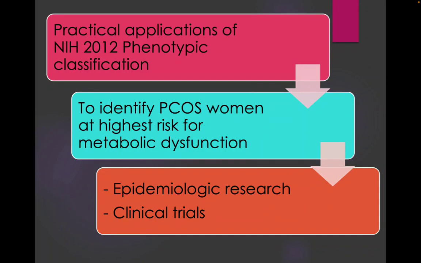These are also the patients who later on suffer from diabetes, hypertension, all the cardiovascular risk, and obesity. So these patients have the highest risk of metabolic dysfunction. By differentiating the patients into different phenotypes, the NIH has made it easy for clinicians to identify the women who are at the highest risk. So thank you. I hope the different PCOS phenotypes and how the definition of PCOS evolved are clear. Thank you.